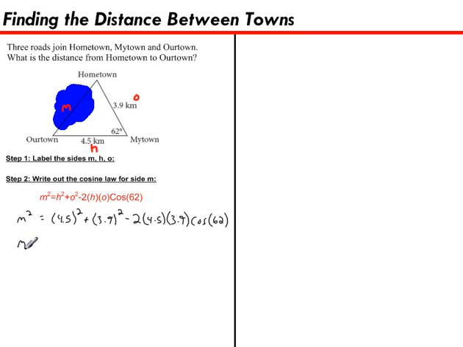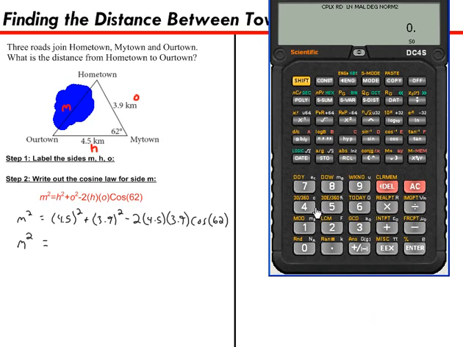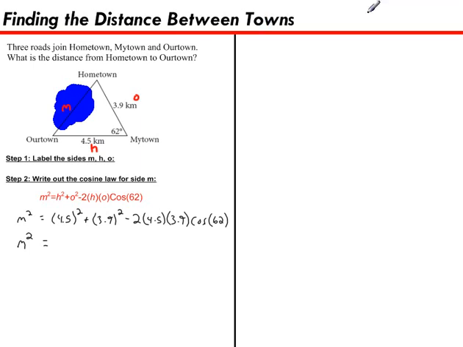Next, I'll just continue. I'll say M squared is equal to. The rest of this I can punch directly into my calculator. So let's go ahead and do that now. I'll bring up my scientific calculator, and I'm going to punch in exactly what I see there. 4.5 squared plus 3.9 squared minus 2 times 4.5 times 3.9 times the cosine of the angle, which is 62. And if I hit enter, I get an answer of 18.98. I'm going to round that to 19 for this question. M squared is equal to 19.